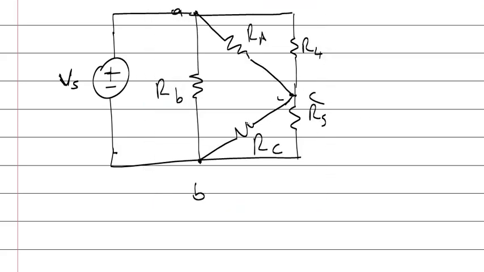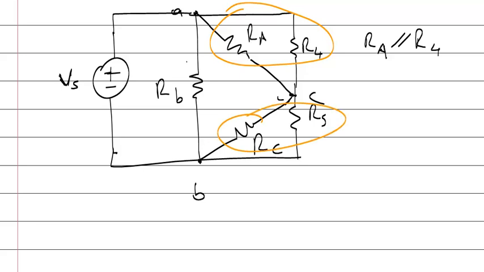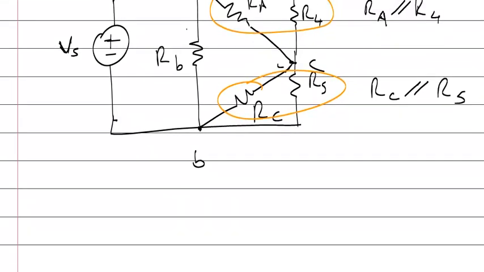And now, can you see any combination, any special combination, parallel or serial combinations? Yes. Look, they are in parallel now. RA is parallel with R4. Similarly, RC is parallel with R5. Okay, so let's combine them. Let's redraw the circuit.